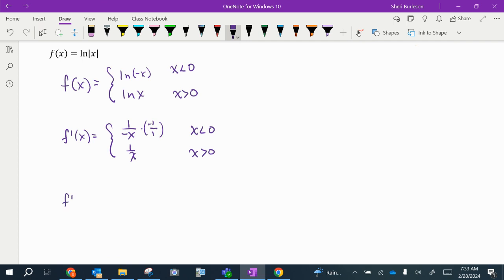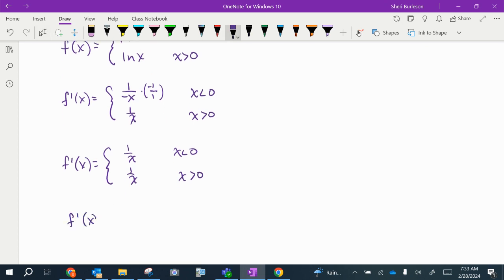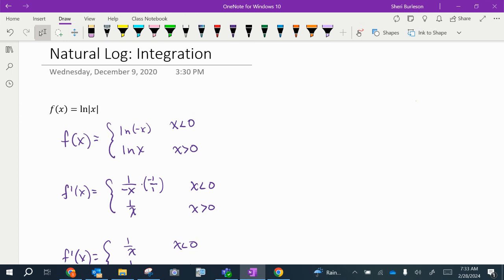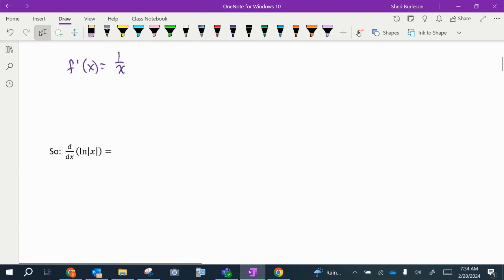So when I simplify this, I get 1 over x when x is negative, because a negative times a negative is a positive, and 1 over x when x is positive, which means that f prime of x is always 1 over x. So the derivative of the natural log of the absolute value of x is just 1 over x. So since this is the case, when I go backwards, that implies that the integral of 1 over x dx, the antiderivative, is the function that got me that derivative, plus c.